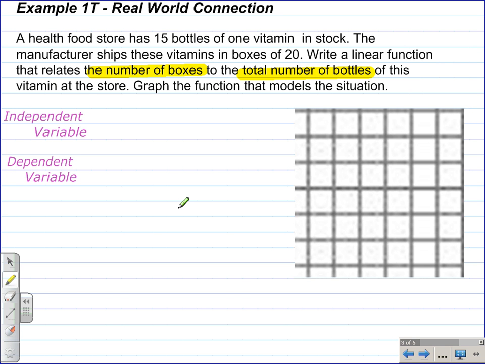You want to ask yourself, does the number of boxes depend on the total number of bottles at the store, or does the total number of bottles at the store depend on the number of boxes? A key word to determining the dependent variable is this word total. Typically, when you're finding the total, that's the dependent variable. So identifying the dependent variable, the total number of bottles at the store depends on the number of boxes that are ordered or the number of boxes that are in the store. So the dependent variable in this case is equal to the total number of bottles.